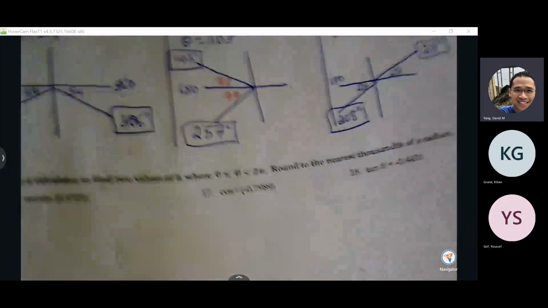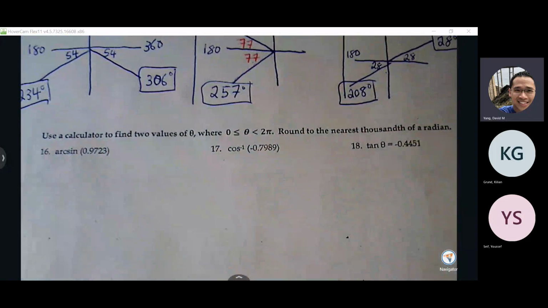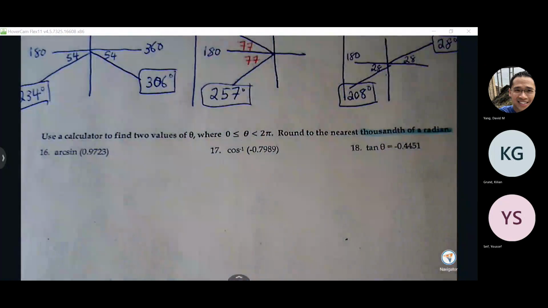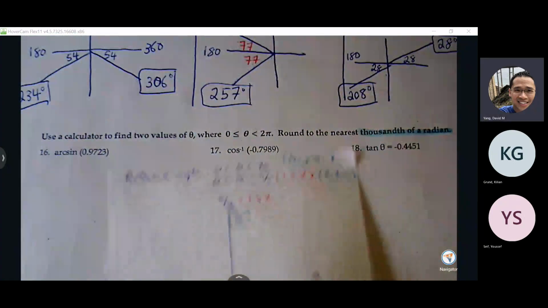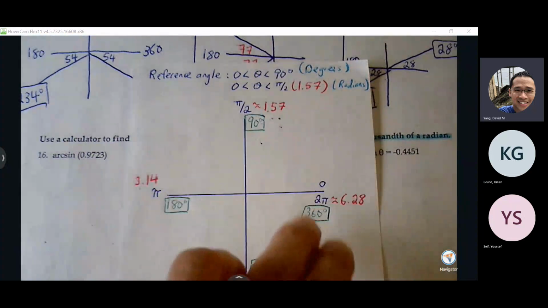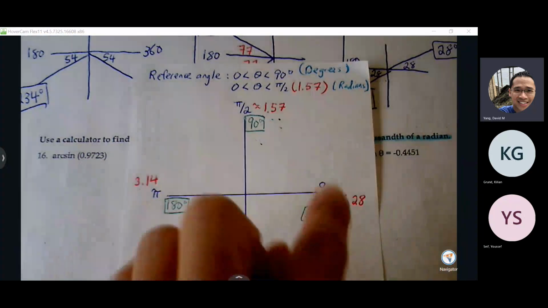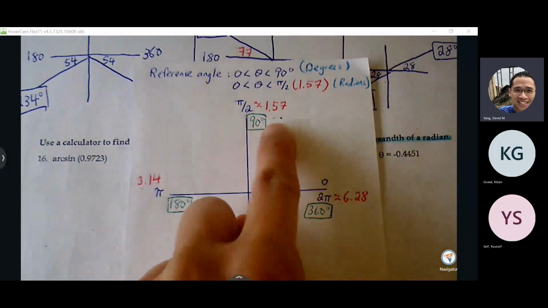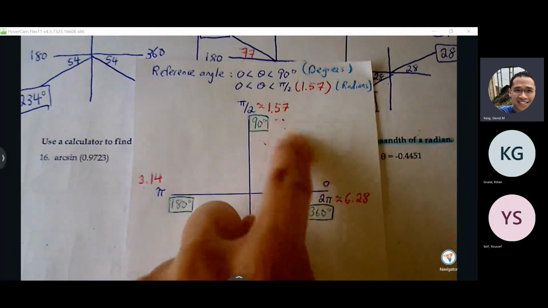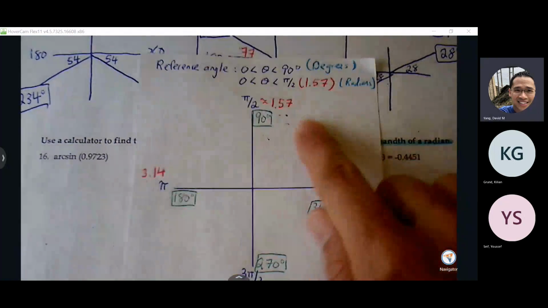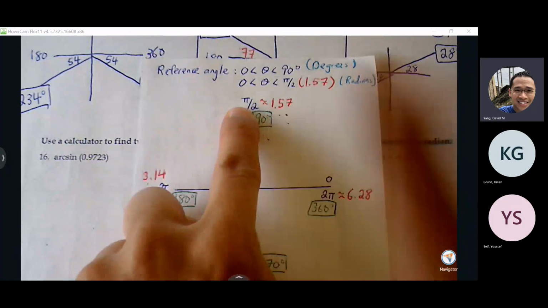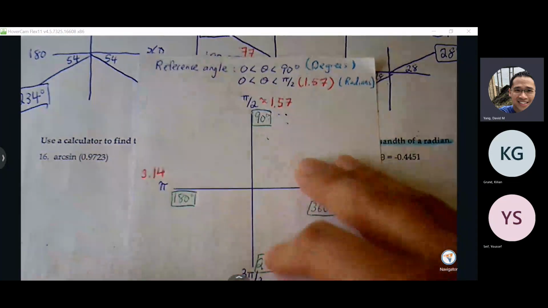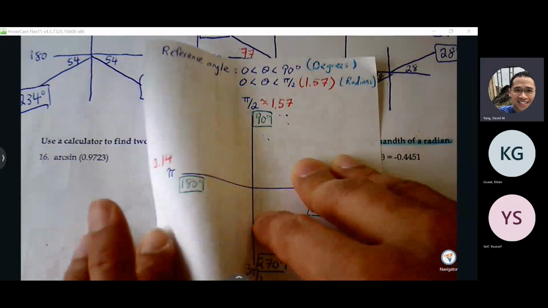Okay, the difference here, 16 through 18, is that we have to be in radian mode. We have to make a slight adjustment, understanding that instead of looking for 0, 90, 180, 270, we now think in terms of pi and 2 pi, and our reference angle is now going to be a decimal less than 1.57. Because 1.57 is a decimal approximation of pi over 2, and pi over 2 is the radian version of 90 degrees.